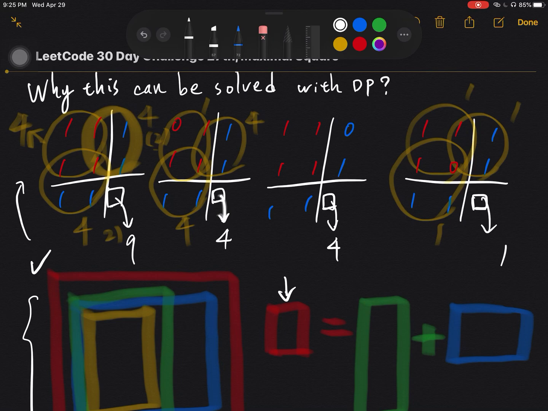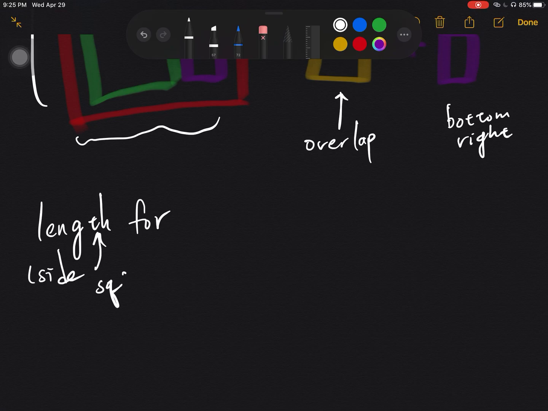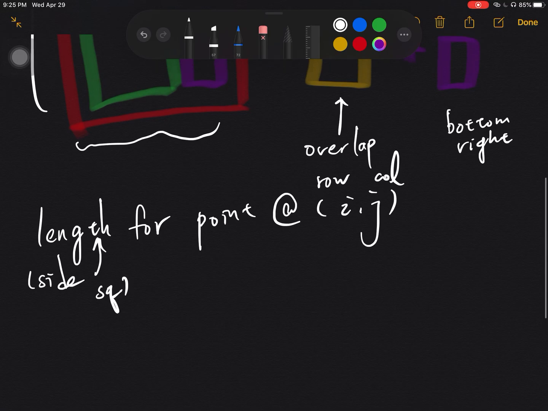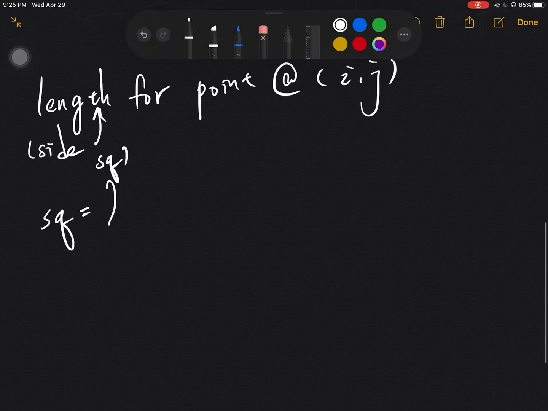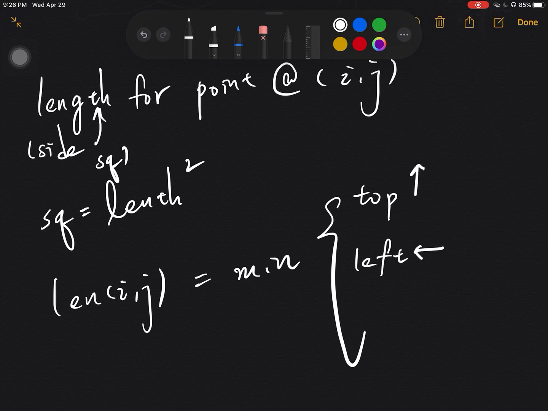So we must scan for the length, which is the side length of a square for a point at ij, where i is the row and j is the column. Because the area of a square equals the length squared, the length of ij equals the minimum of the top, the left, and the left top.